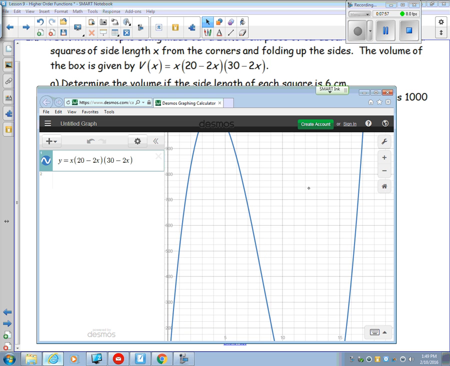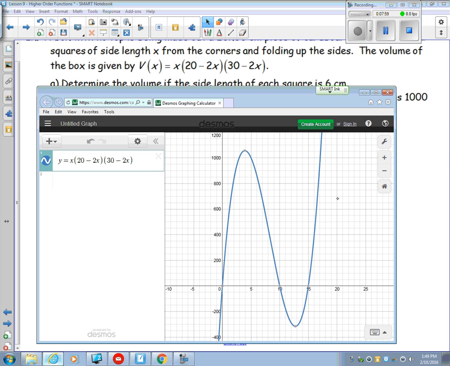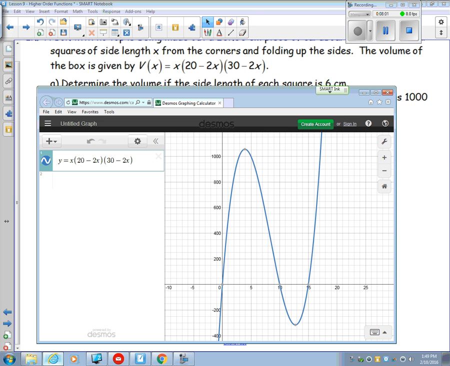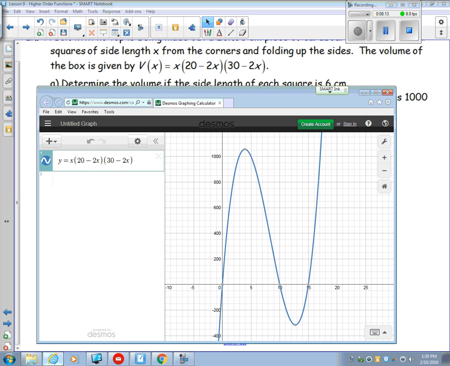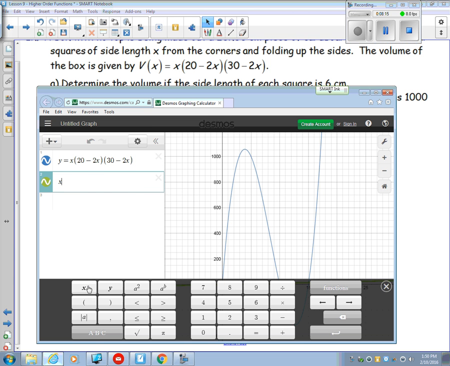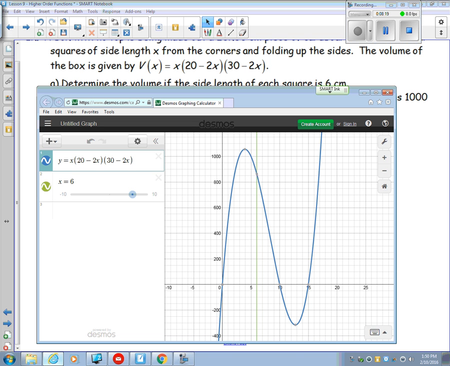That looks more reasonable. I might need to zoom out a little bit more. There we go, I can see my function. You see how I can use the wrench tool to change the settings, the viewpoint, if you will? Okay, back to our question. What happens when x is 6? If I have my picture now, I can say x equals 6. Tell me what it is. Oh, there it is right there, 6 and 864.